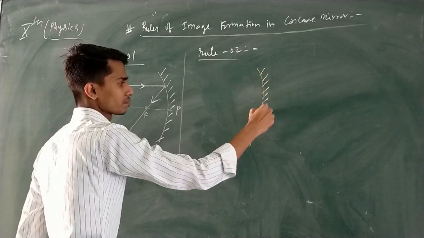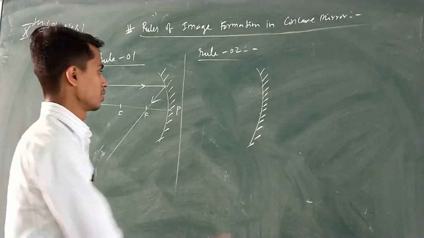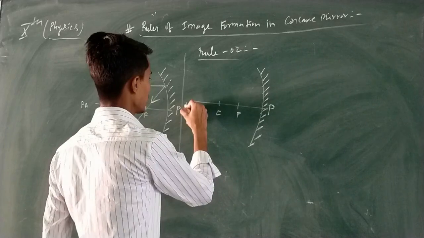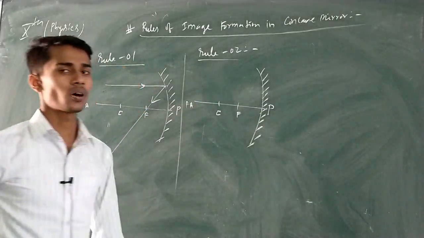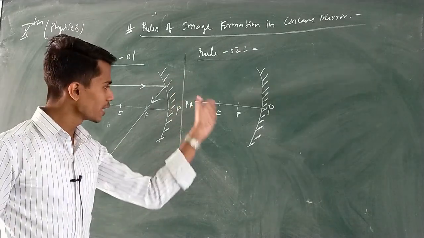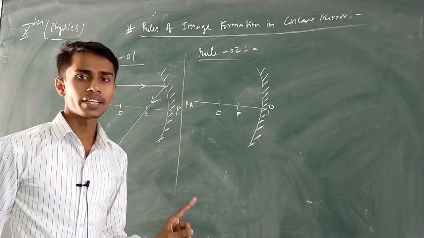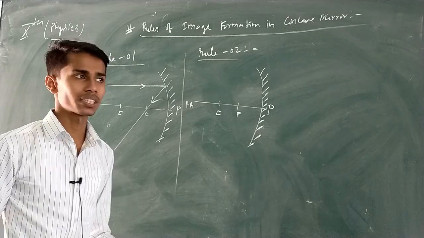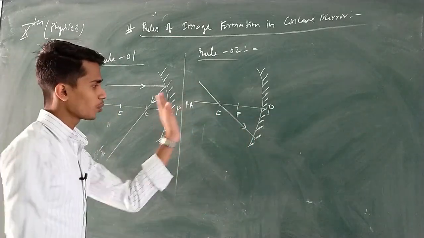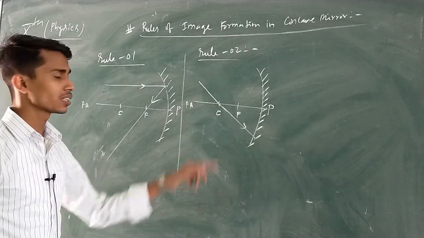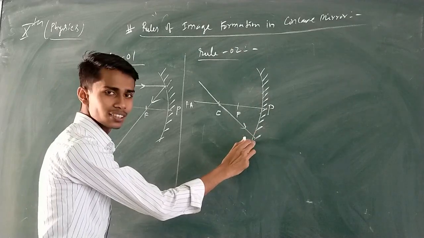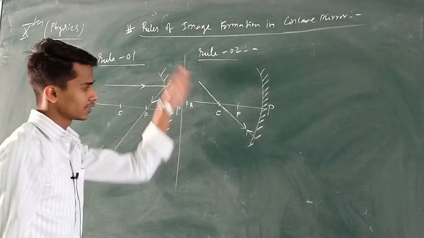Again this is a concave mirror, yes or not? This is pole, this is focus, this is center of curvature, and this line represents principal axis. Now, what is the rule number 2 of image formation concave mirror? Listen, if a ray of light passes through center of curvature, now incident ray is passing through center of curvature. Suppose a ray of light is incident on mirror, which is passing through center of curvature. This incident ray is passing through center of curvature. When it strikes the surface of the mirror, it will return back on the same path.